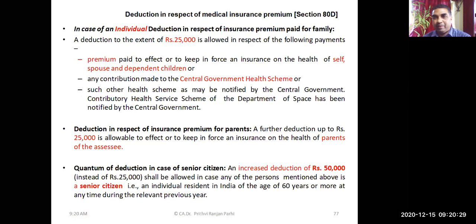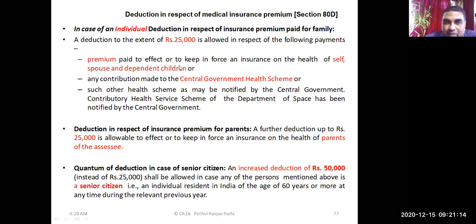Now, friends, I'm entering into the next section. That is 80D. 80D, as I had told you previously very briefly, is deduction in respect of medical insurance premium. Who can claim? Individuals can claim this deduction, and in some situations, HUFs can also claim. I'll be saying it in the latter part. But right now, let us see that individuals claim deduction up to 25,000. Up to 25,000 is allowed in respect of premium paid to keep in force the health insurance of self, spouse, and dependent children.